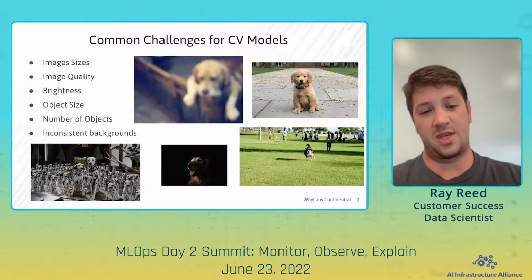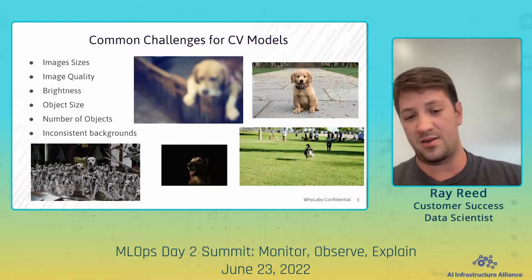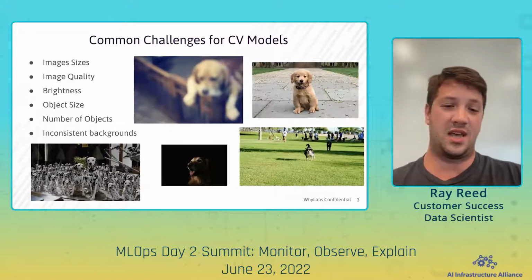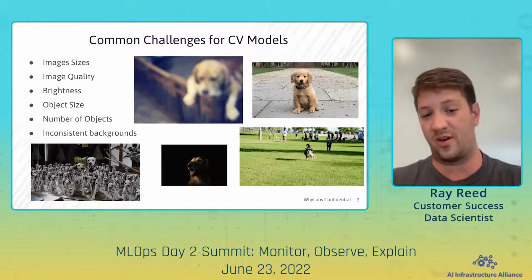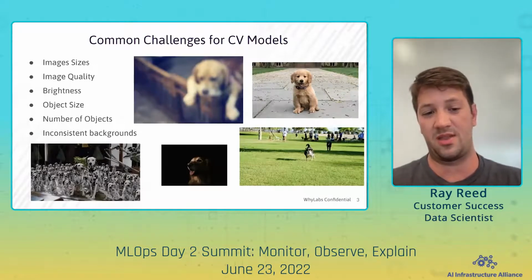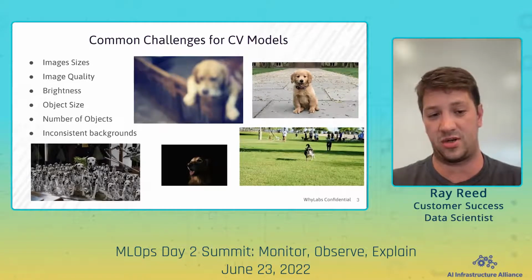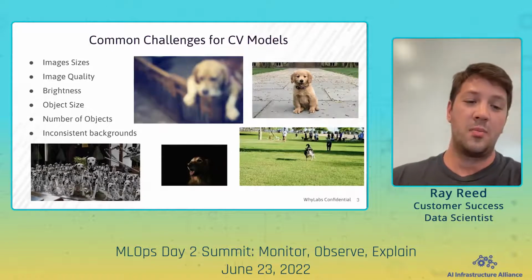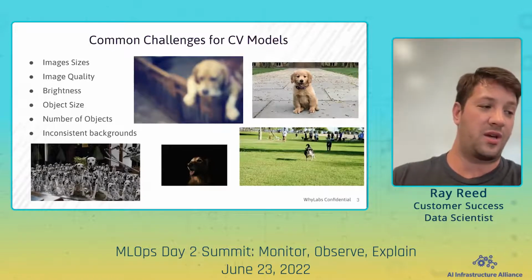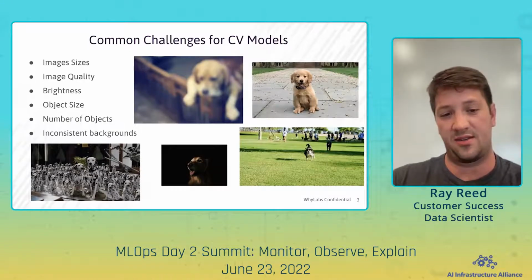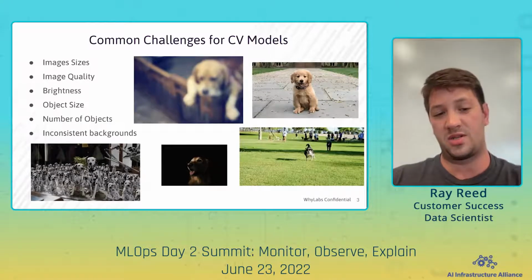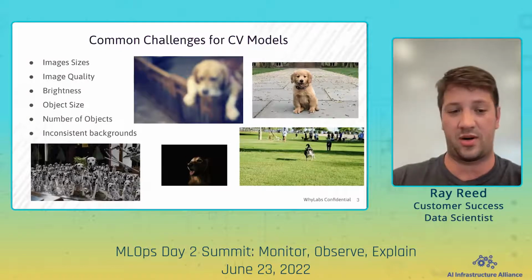And of course, something like inconsistent backgrounds. An obvious case is if we have images coming through production with very different backgrounds than the background seen in training images, that could be a problem. But also we could have some kind of pre-processing being done that is sensitive to the backgrounds in our images, especially if we're doing some kind of background removal.